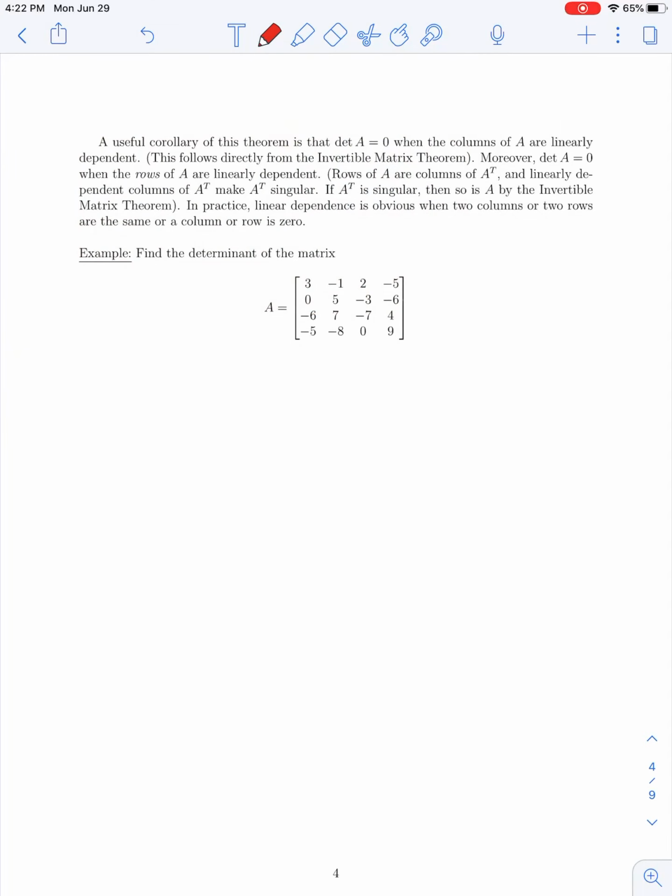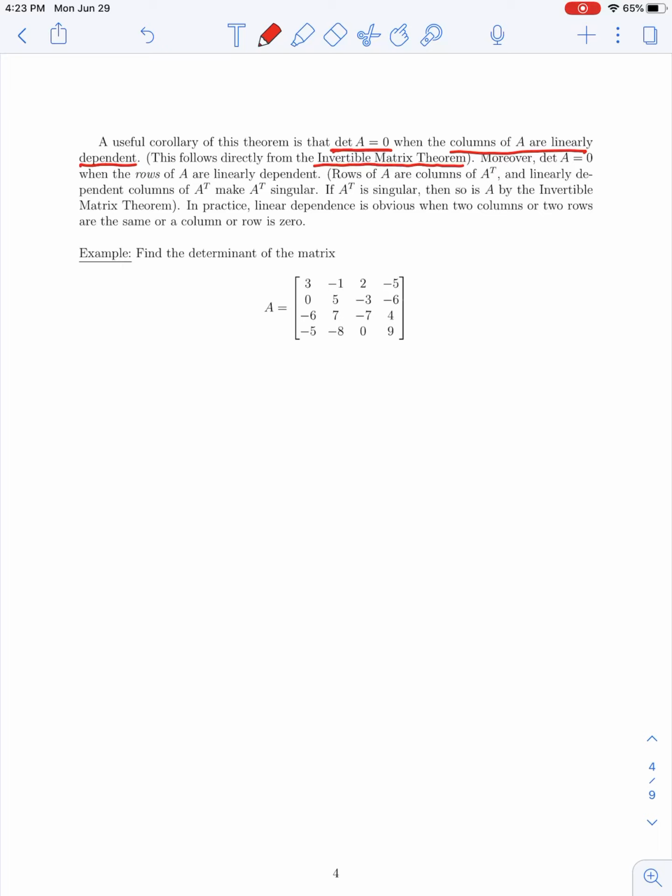So let's look at a useful corollary to Theorem 3.4. This theorem implies that the determinant of a square matrix A is 0 when the columns of A are linearly dependent. That is a result which follows directly from the invertible matrix theorem. So if we want to know whether a set of vectors is linearly independent or dependent, we could put that set of vectors into a matrix and consider its determinant to see whether it is 0 or non-zero.